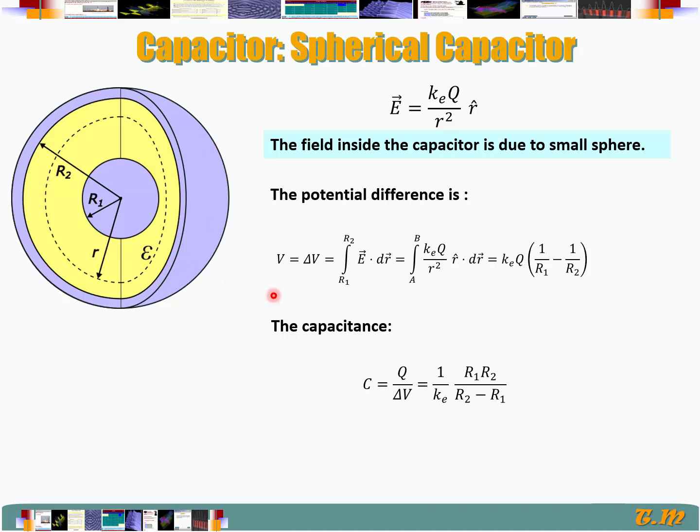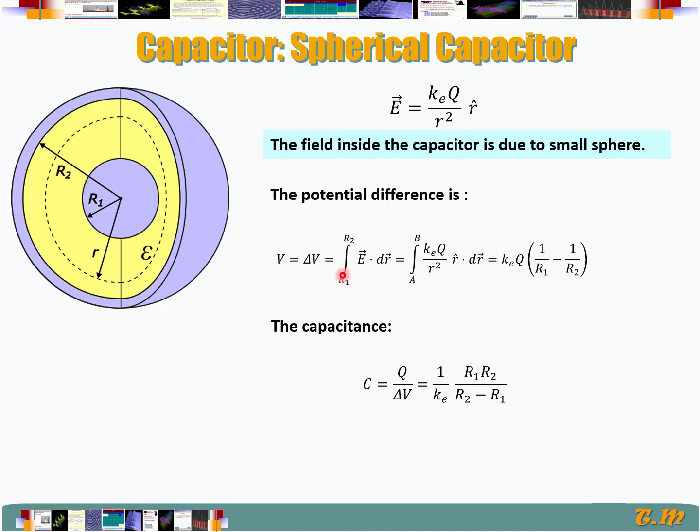Now, the potential difference, we calculate it like we usually do. It's going to be the work per unit charge to move one charge from this sphere here to this other sphere. And that's given by the dot product of the electrical field and the displacement. In this case, the displacement is going to be along the radius. So that's why we write the dot product as E dot dr.